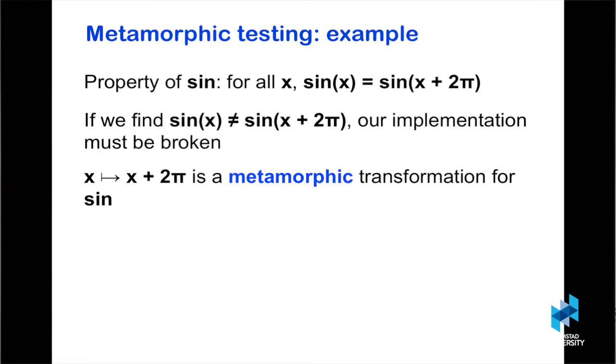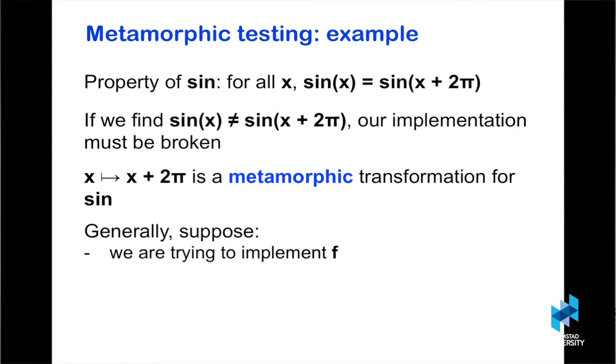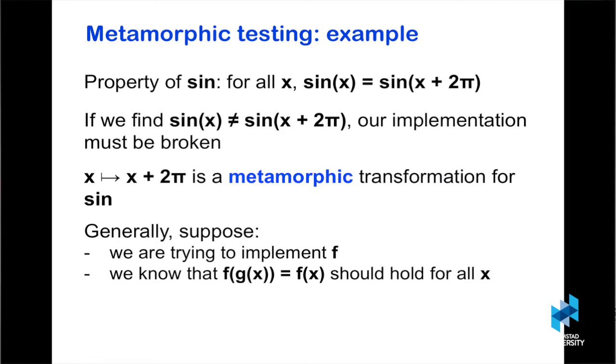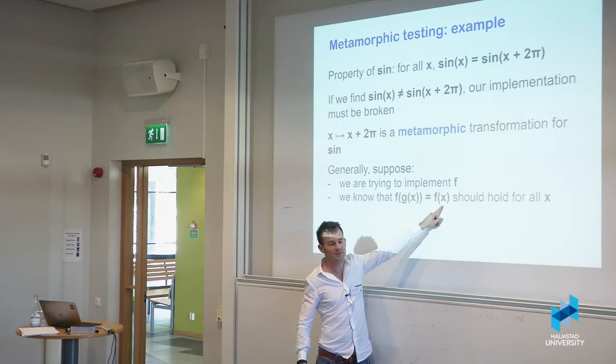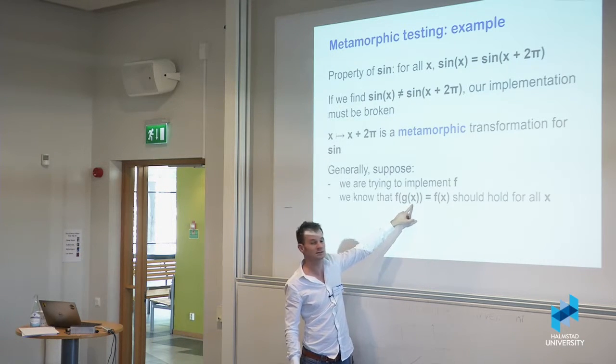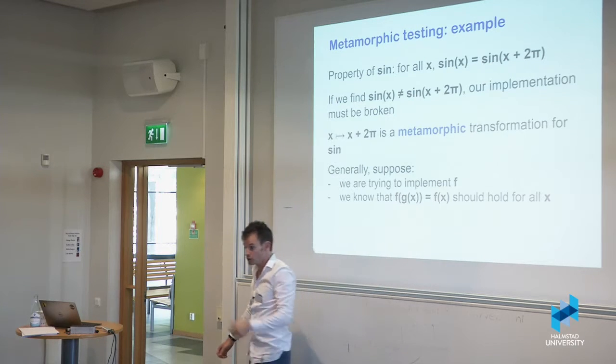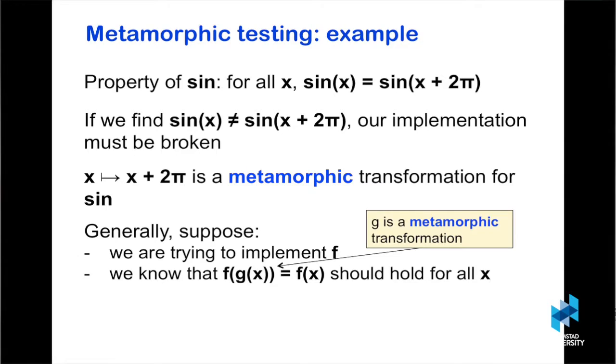And we could say that x maps to x plus 2 pi is a metamorphic relation of the sign function, or a metamorphic transformation for sign. More generally, let's imagine we're trying to implement some mathematically defined function f. And we know that there's some function g on the input space of f with the property that f of x has got to be the same as f of g of x. If we know that this must be true, then we can test our implementation of f using g.